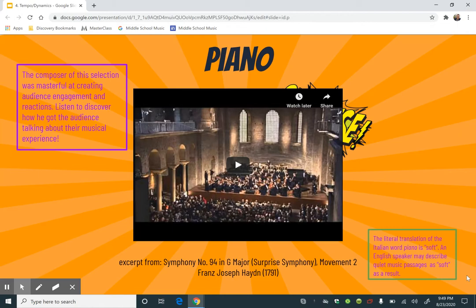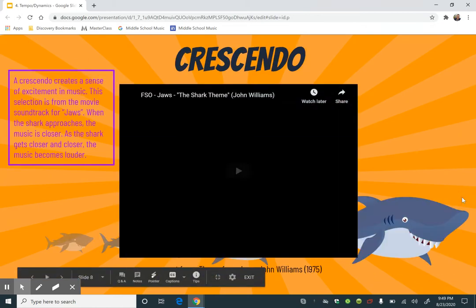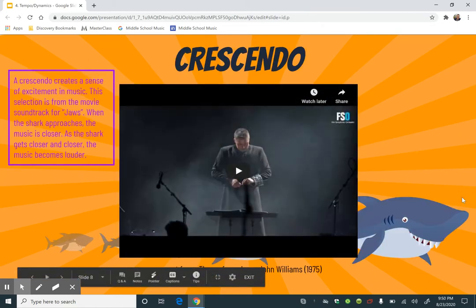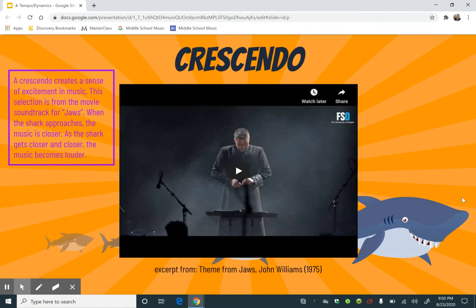All right, moving right along, we'll examine a crescendo. Remember, a crescendo means that the music is gradually becoming louder. A crescendo a lot of times can create some energy and maybe even some tension in some music.